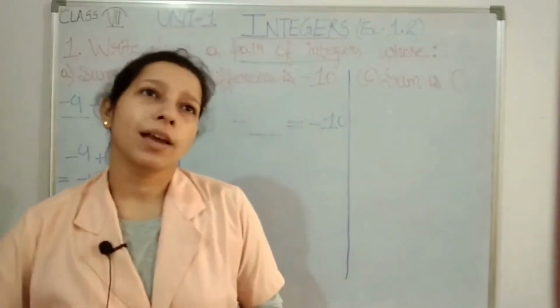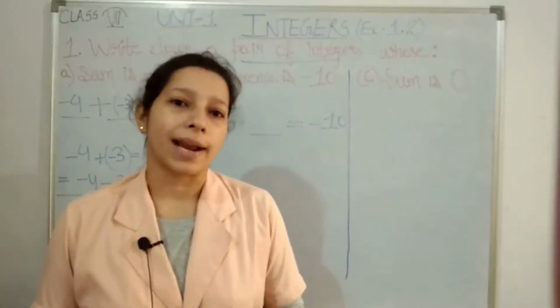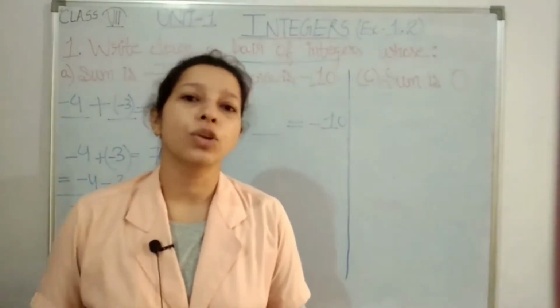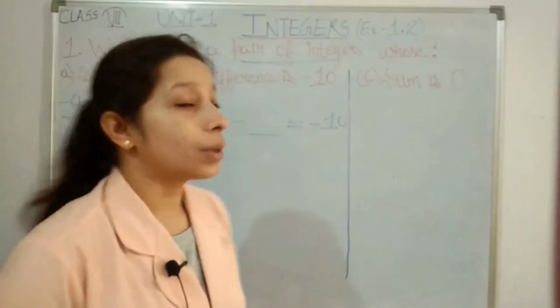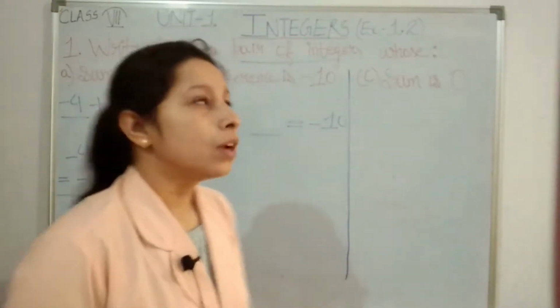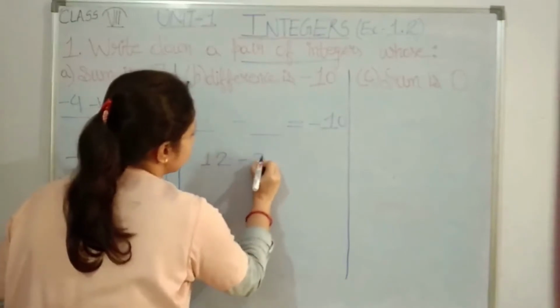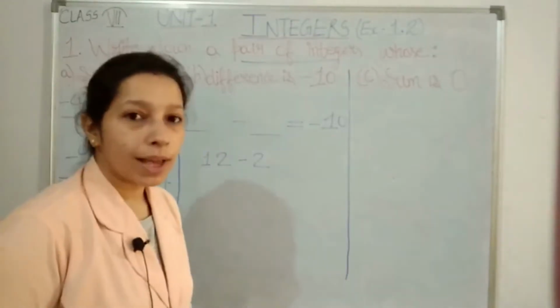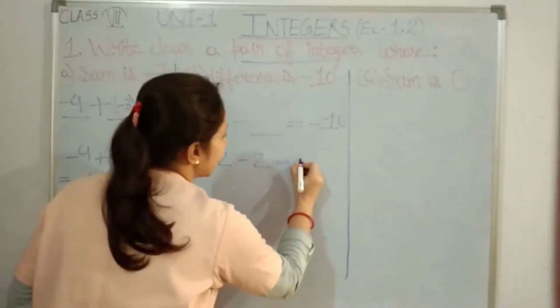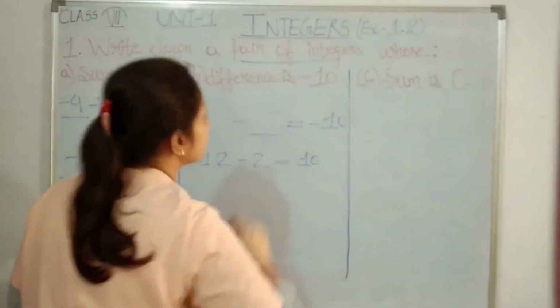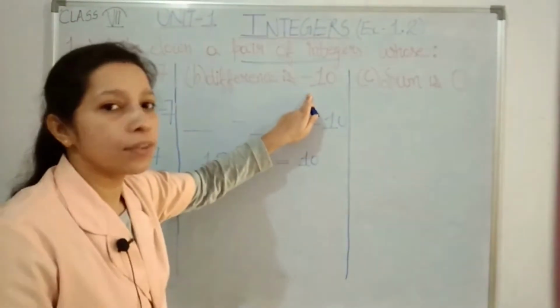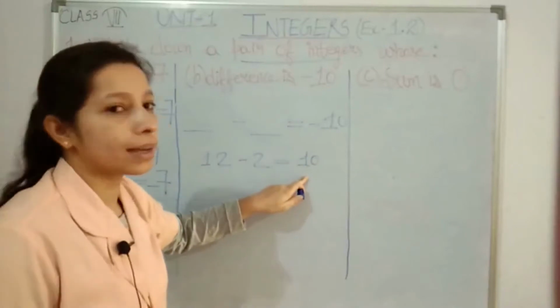Now again students, think of any two numbers on subtracting which you will get 10. So I am taking 12 minus 2. 12 minus 2, how much are we going to get students? 12 minus 2 we will get 10. But again the problem is we want negative 10, minus 10, and here the result is 10.